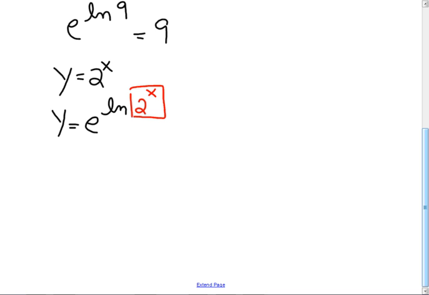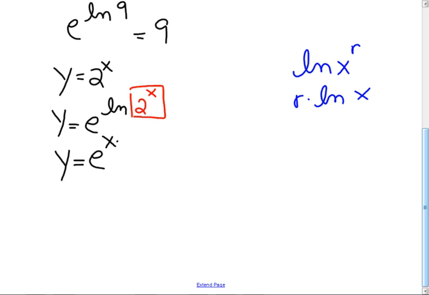And then what can I do? Do you remember your properties of logs? Do you remember ln of x to the r? It's r times the natural log of x. You bring the exponent down the front. So I can change how this looks. You're going to want to use your properties of logs. It will make the problems easier. This is e to the x times the natural log of 2. Is that okay? You can bring this little exponent down in front. Now remember, log of 2 is just a number. Right? Log of 2 is just a number.